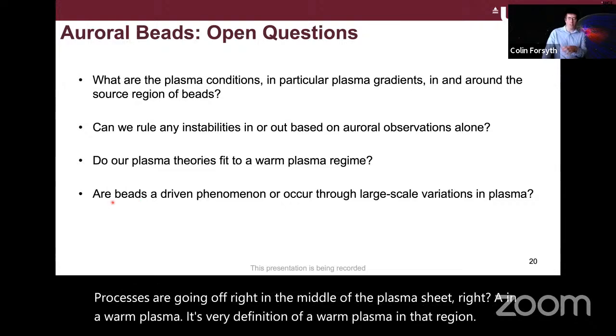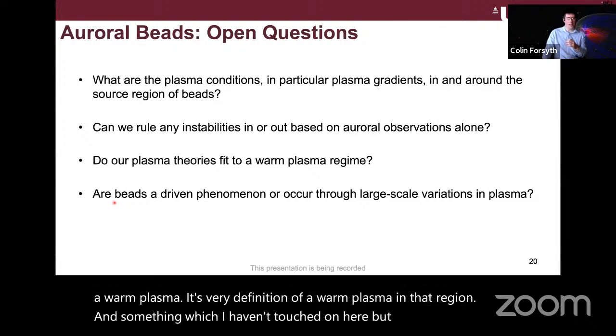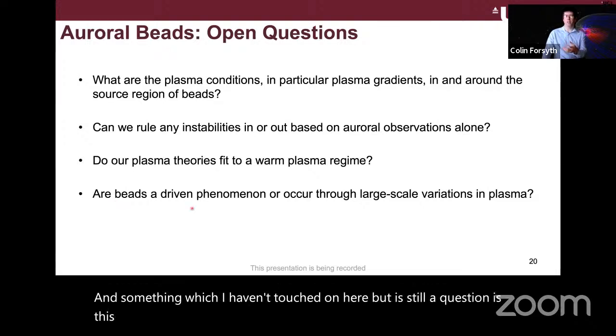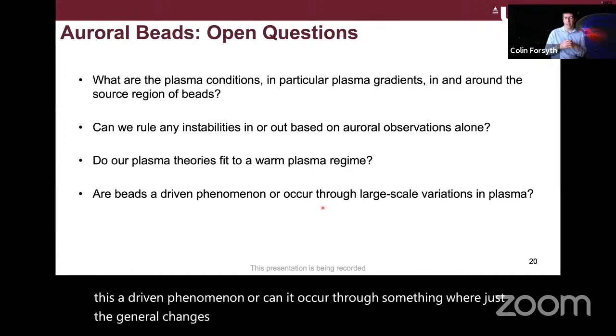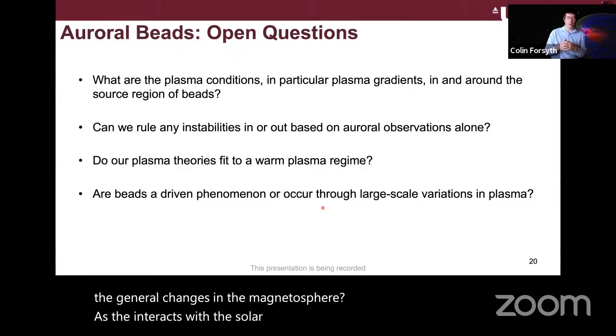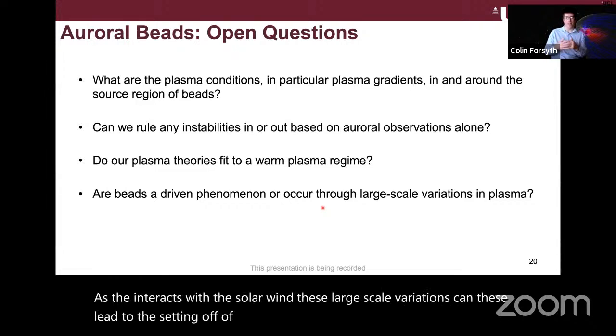And something which I haven't touched on here, but is still a question, is this a driven phenomenon, or can it occur through something where just the general changes in the magnetosphere, as it interacts with the solar wind, these large-scale variations, can these lead to the setting off of these auroral beads? That's still very much an open question.